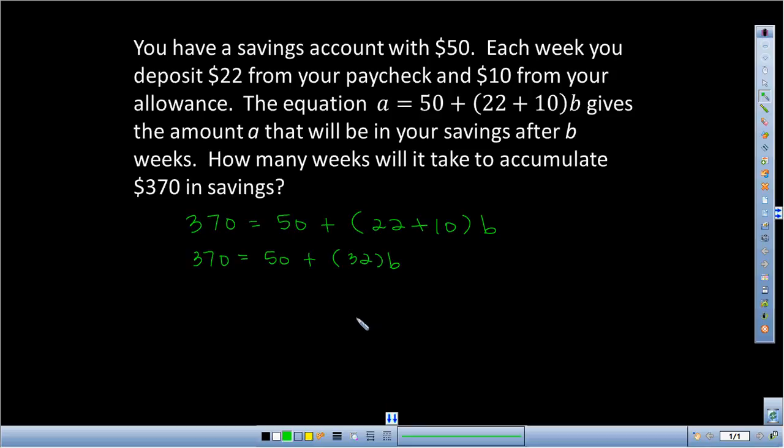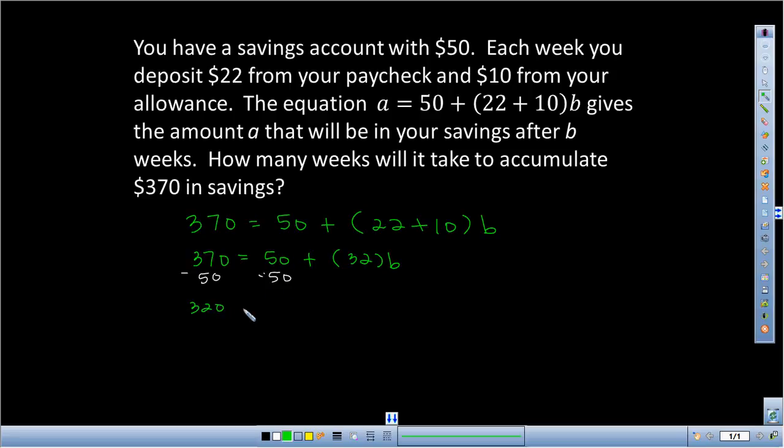Well, remember, to solve this equation, we're trying to find how many weeks. We're trying to isolate the B variable. So let's go ahead and focus on the 50. In order to eliminate the 50, we can subtract 50 from both sides of the equation using the subtract property of equality. When we do that, 370 subtract 50 is 320.